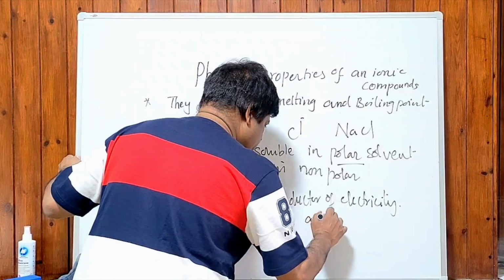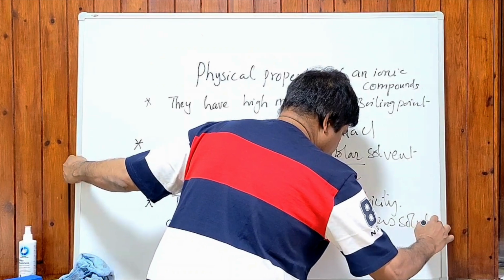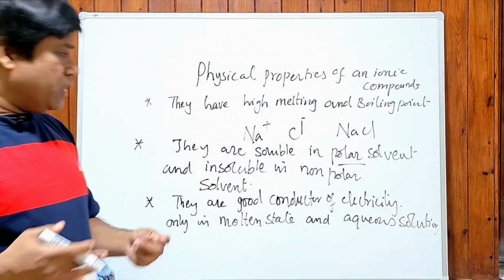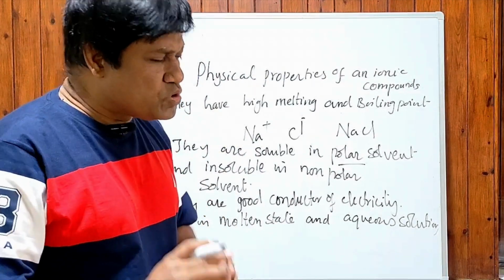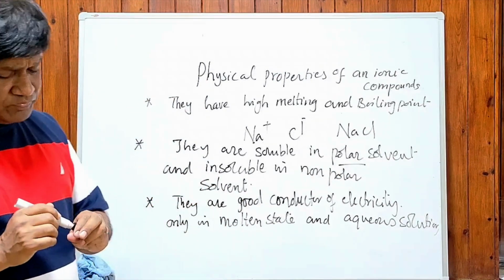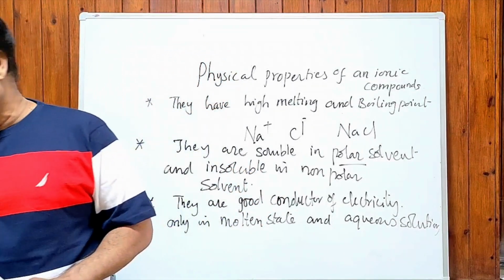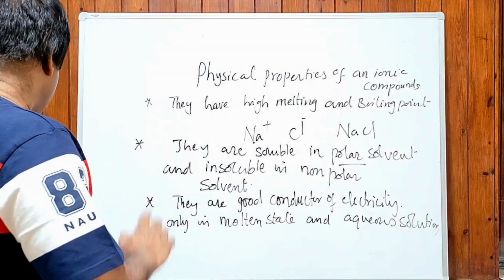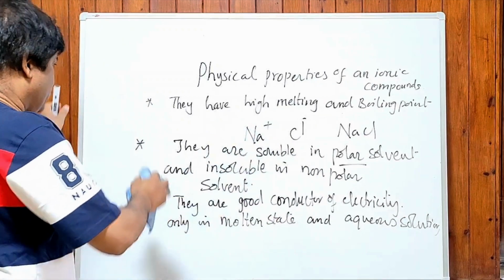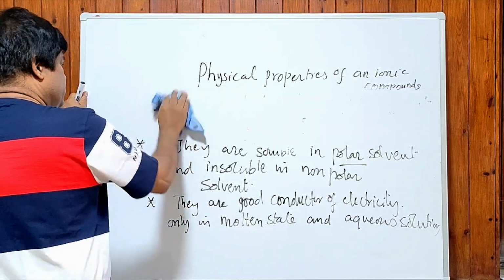And obviously the aqueous solution. When you dissolve an ionic compound in water and make its aqueous solution, this aqueous solution is a good conductor of electricity. Okay, you can ask one question: sir, why can the ionic compound in the solid form not conduct electricity? Yes. Before that, I will give you one question, then I will discuss why they can't conduct electricity in the solid form. Okay, write down one question.